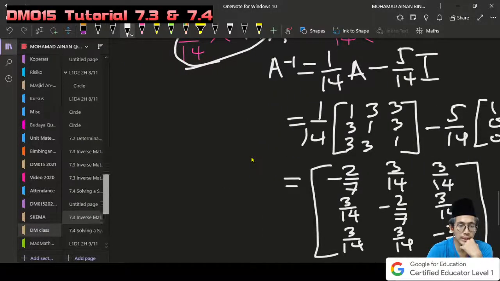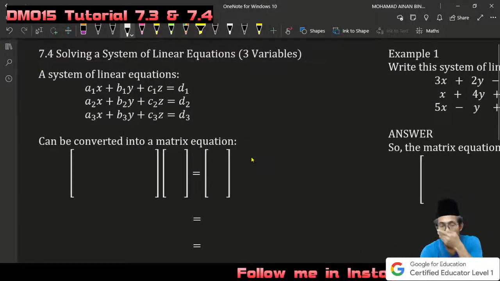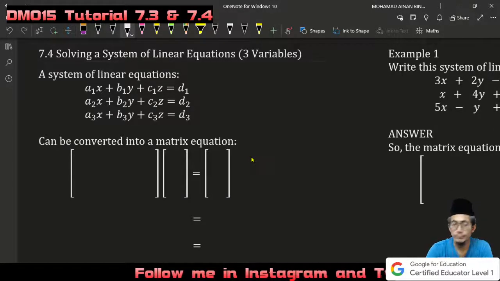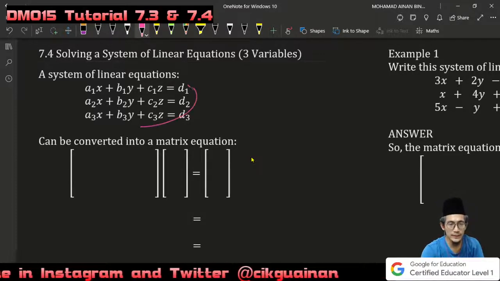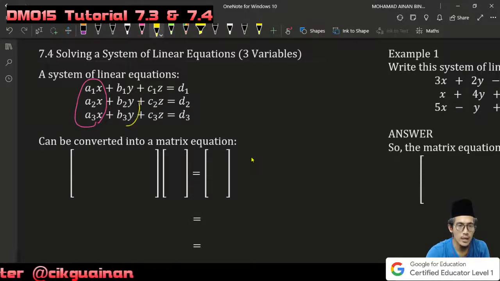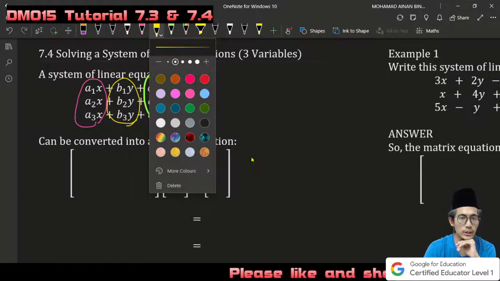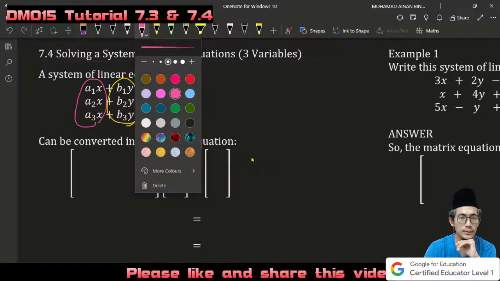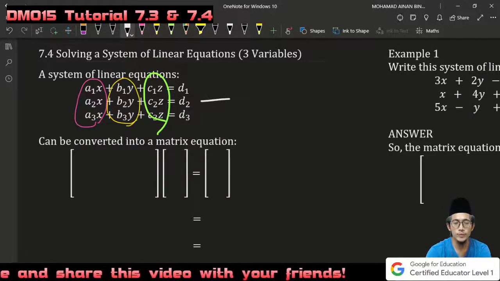Let's move on to the next part on how to solve a system of linear equations. For this one, we have a system of linear equations. Looking at it, we have 3 variables, X, Y, and Z. There are 3 variables and 3 equations, so we should be able to get the answer. How do we get the answer? Previously, what did we do?